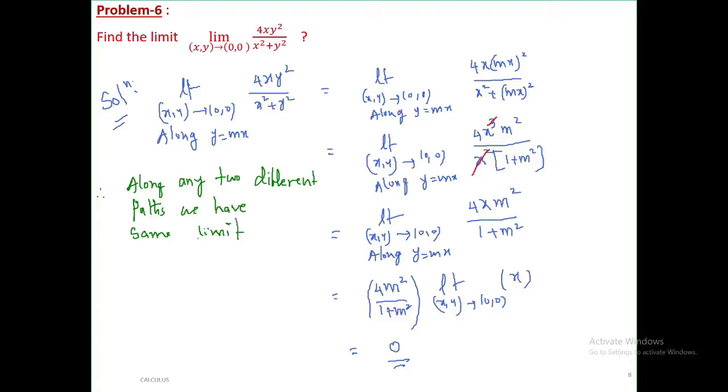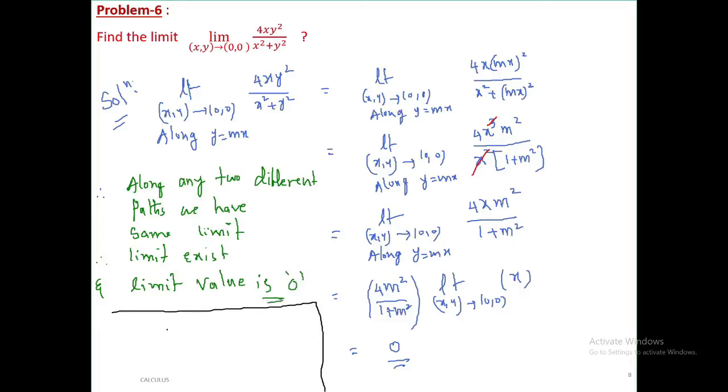So therefore the limit exists and the limit value is 0. That's it. So this is the final conclusion.